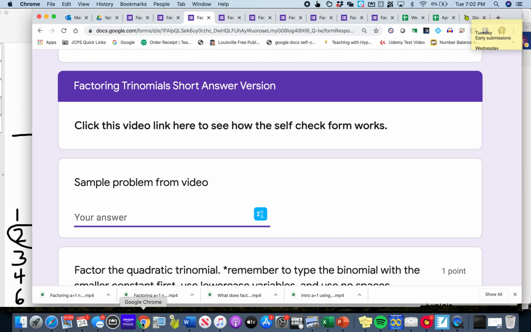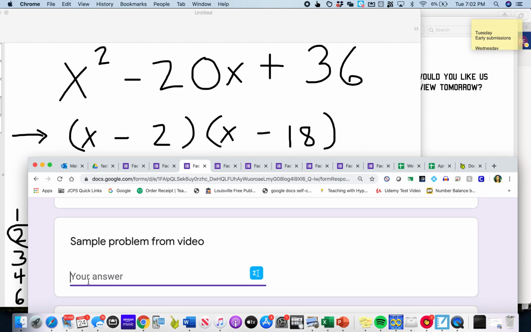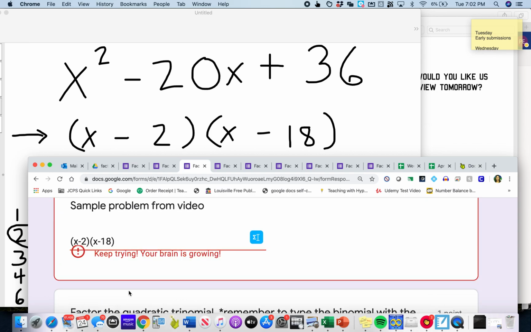So I'm going to pull up the Google form. I'm going to go to sample problem from video. You can see that I got the binomial for my answer of x minus 2, x minus 18. So I'm going to type it in here, x minus 2, x minus 18. And then I'm going to try to go to the next problem. And all of a sudden it's like, keep trying. Your brain is growing. Obviously when you make a mistake, that means you get smarter and your brain is growing. So that's why we use that as the way to tell you that it's not the right answer.